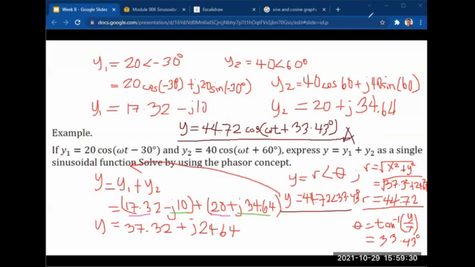So that's the importance of the phasor, or the concept of phasor, when dealing with our sinusoidal functions. Okay, so that's it. That's our lecture for this week regarding sinusoidal response.